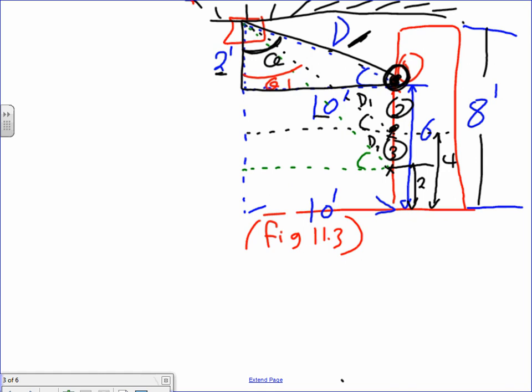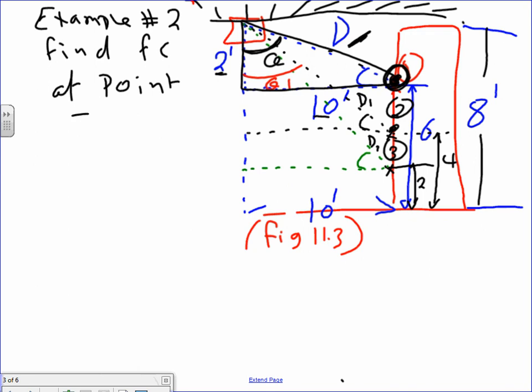So what would you do, Derek? Find the distance, yep, and then find the angle. I have no idea what the angle and what the distance are. And then from the angle and fig 11.3, I can find the candela power, plug it into the formula. Okay? So this will be example number 2. And the question will be find foot candle at point number 1.